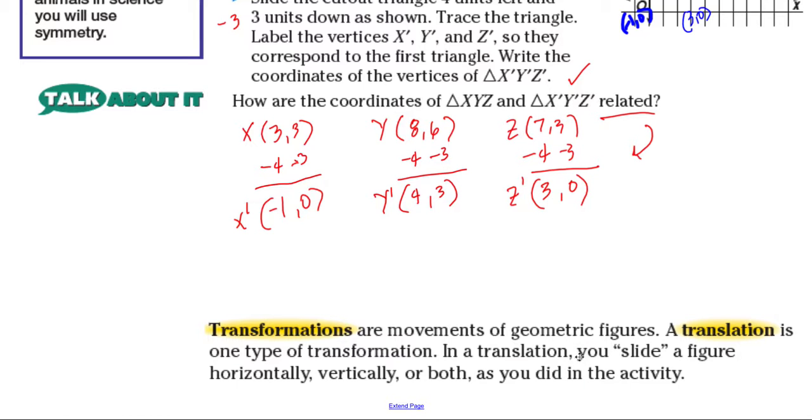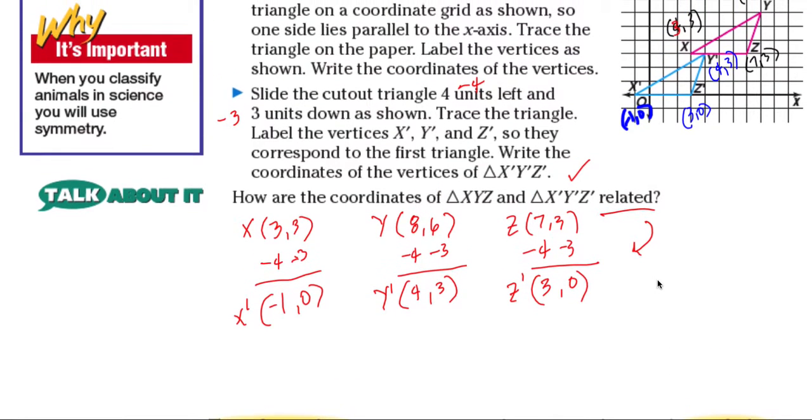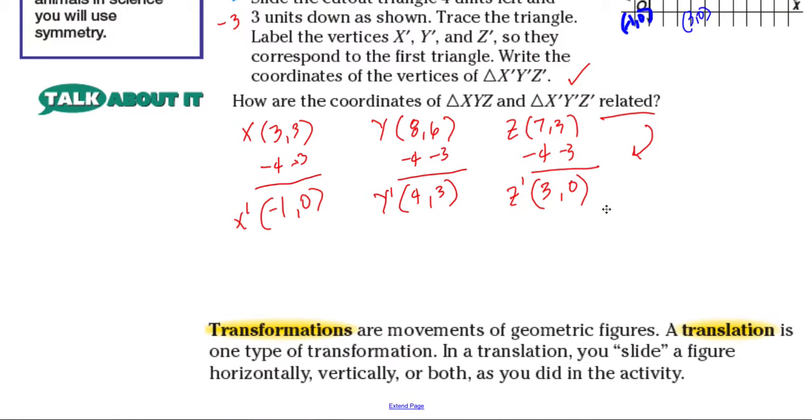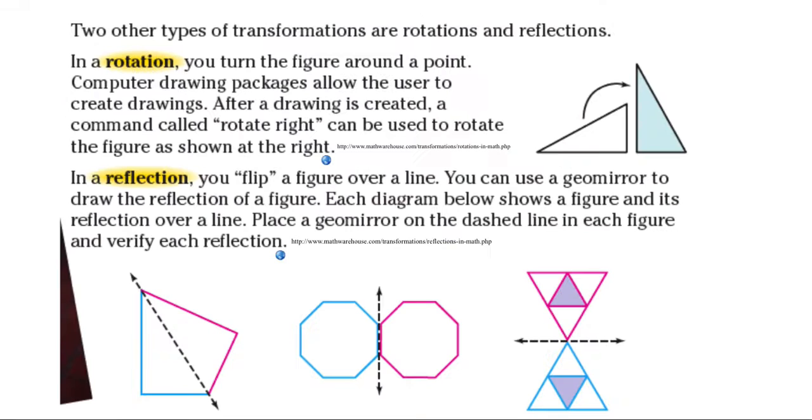In a translation, we basically slide a figure horizontally, vertically, or both, as you did in the activity. So what we did here is we slid our figure, the pink figure, to the left and down. So sliding is a type of transformation called a translation. So let's look at another transformation. And this is now a rotation.